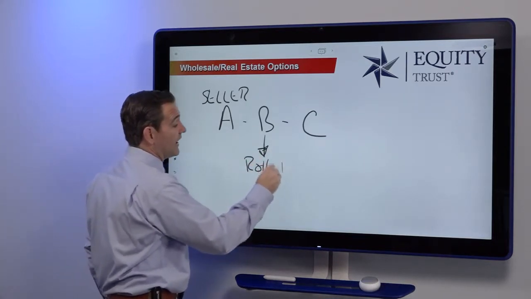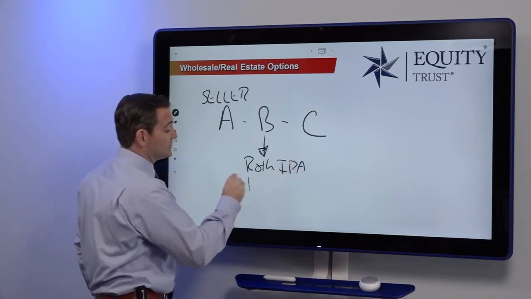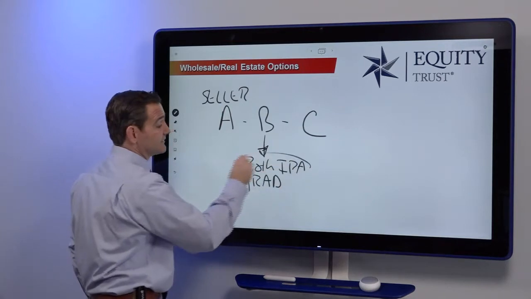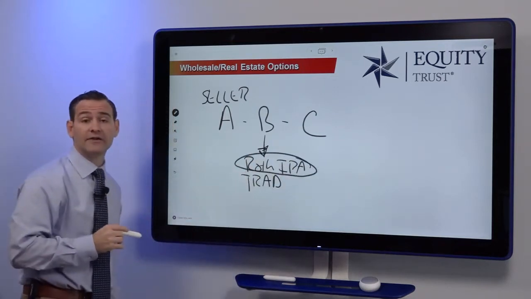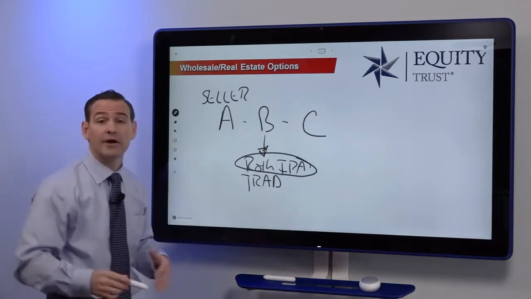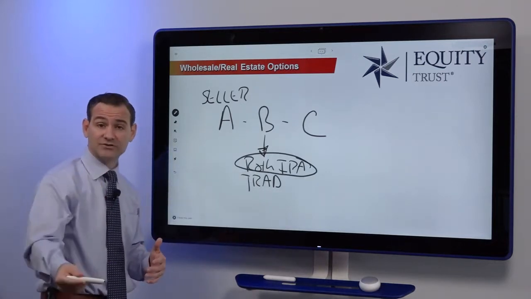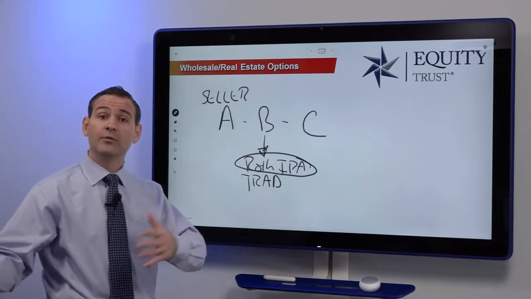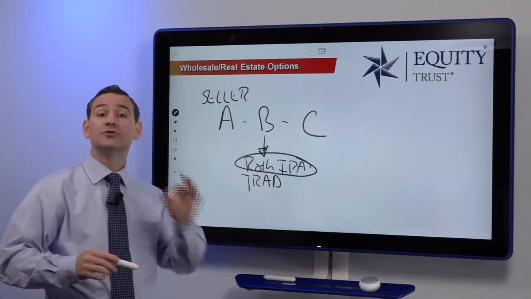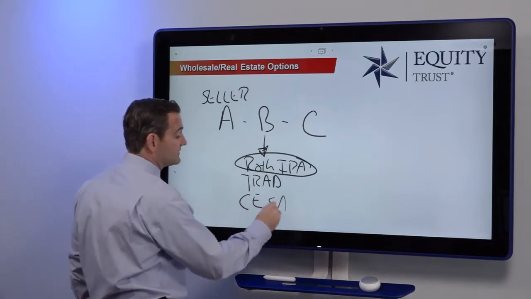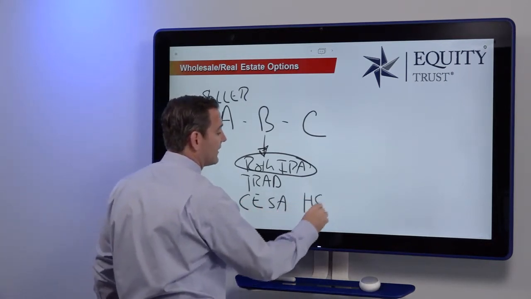So we have our seller, and then we have, of course, your IRA. Could be your Roth IRA, could be your traditional IRA. A lot of investors, for obvious reasons, like to use their Roth IRA for these types of transactions because of the tax-free upside. With a Roth IRA, when you put money in, it's after tax, it grows tax-free. And so as long as you follow the rules, when you take the money out after 59 and a half, you pay 0% tax. Could be a Coverdell Education Savings Account, could be a health savings account.